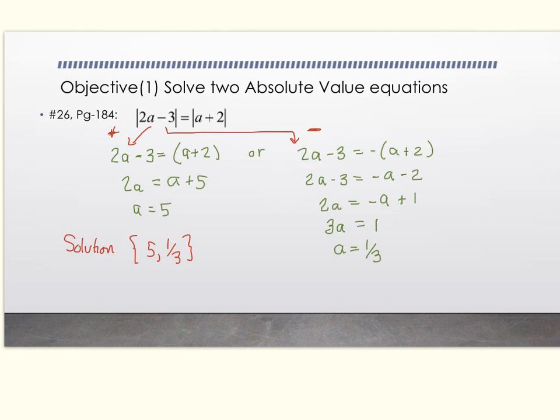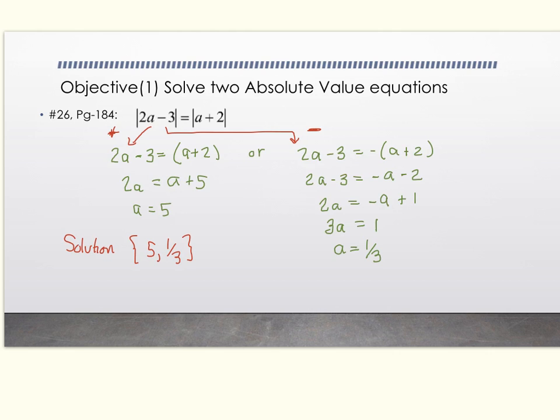So the positive side, we have 2a minus 3 is equal to a positive a plus 2. And then on the negative side, we have 2a minus 3 is equal to a negative, parentheses, a plus 2. Notice I put parentheses on both of these because the expression inside the absolute value on the second one can also be positive or negative, right?